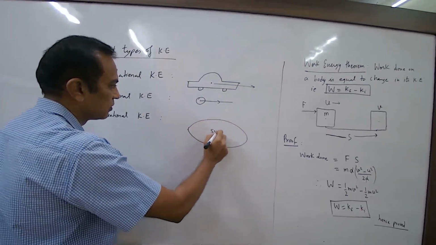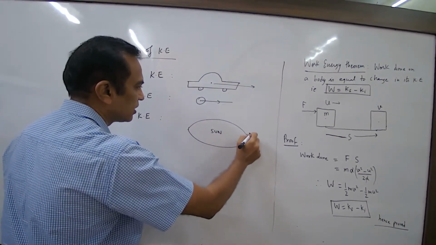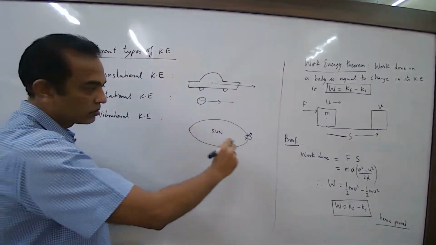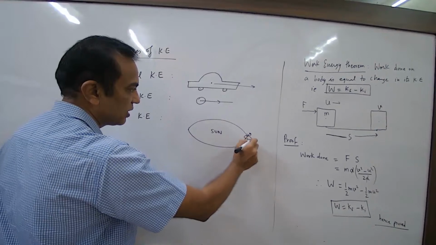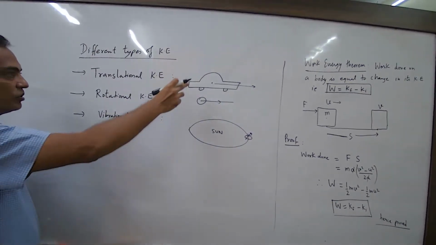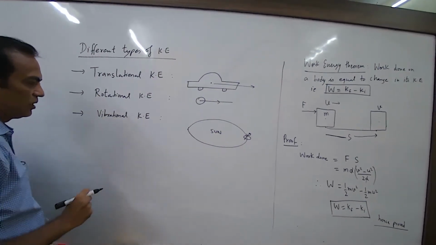This is Sun. Earth is spinning around its axis and it is also translating in the orbit. So it has both translational and rotational kinetic energy. I gave you both examples. Now, what about vibrational kinetic energy?